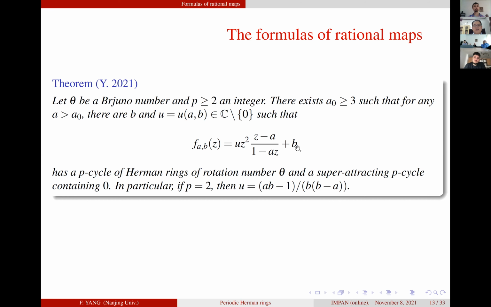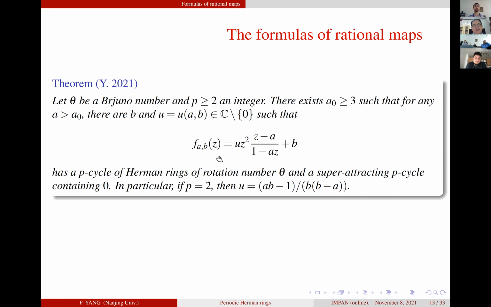This is independent of z, and then this place looks very similar to the Blaschke product, because z is real. Here we require a is real. So this is a cubic Blaschke product times a parameter u.